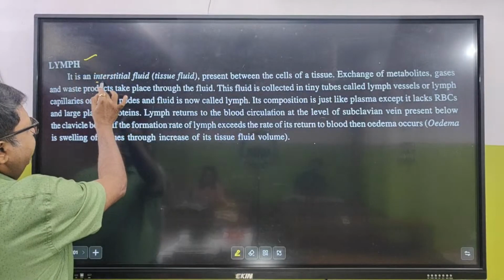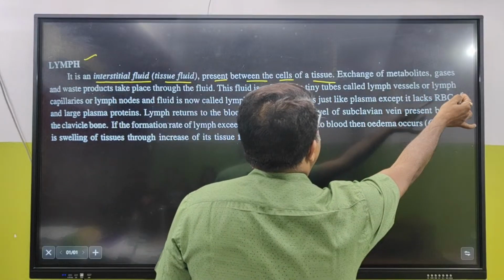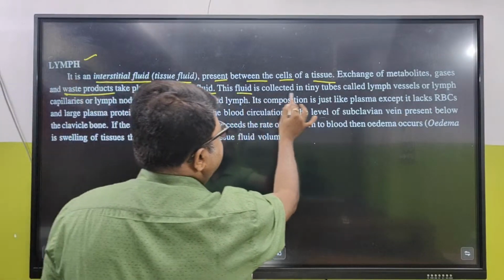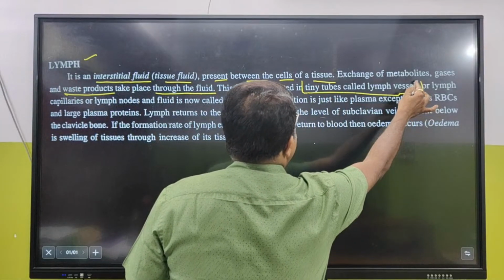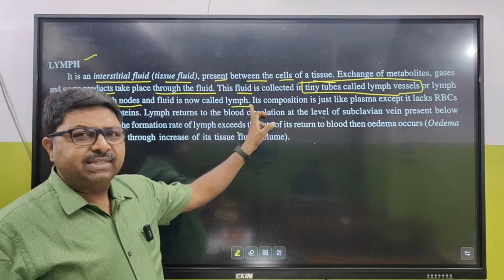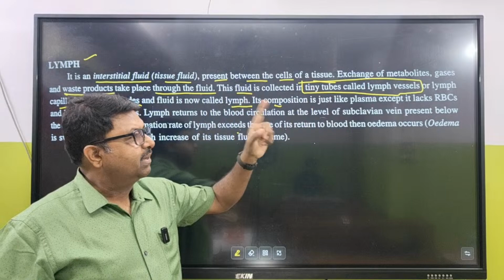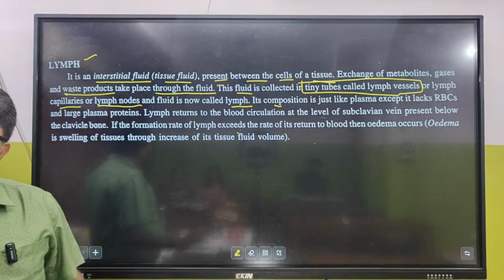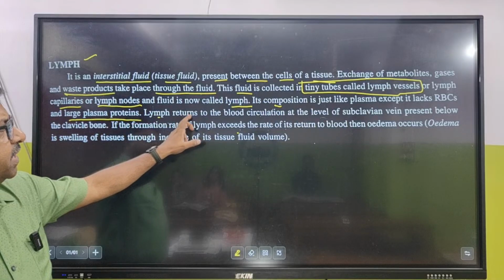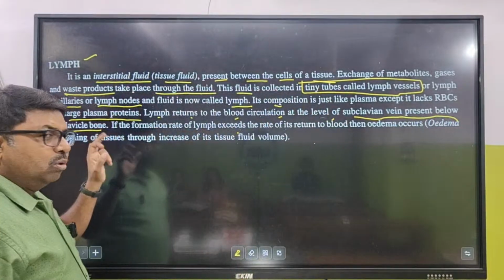When we talk about lymph, it is an interstitial fluid, tissue fluid present between the cells of a tissue. Exchange of metabolites, gases, and waste products takes place through the fluid. This fluid is contained in tiny tubes called lymph vessels or lymph capillaries or lymph nodes, and the fluid is now called lymph. Its composition is just like plasma, except it lacks RBC and large plasma proteins. Lymph returns to the blood circulation at the level of the subclavian vein present below the clavicle bone.